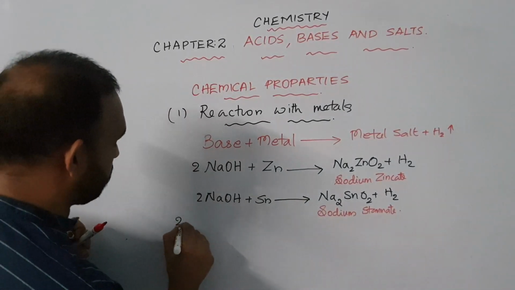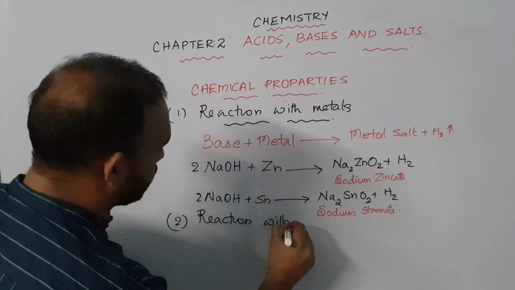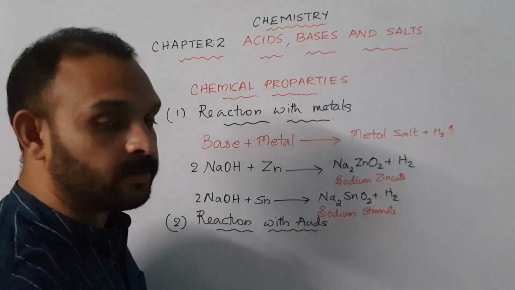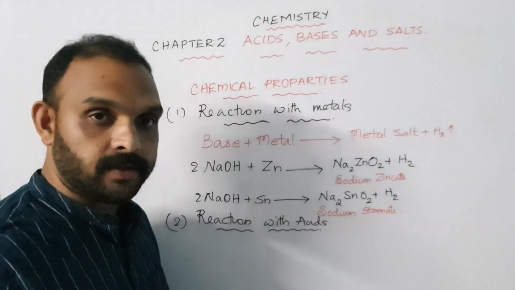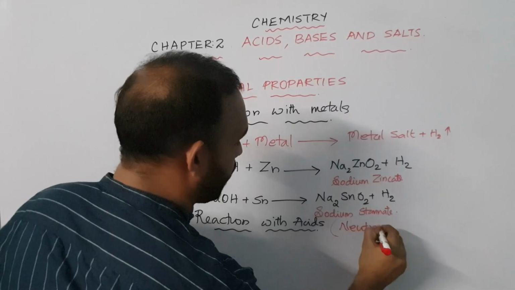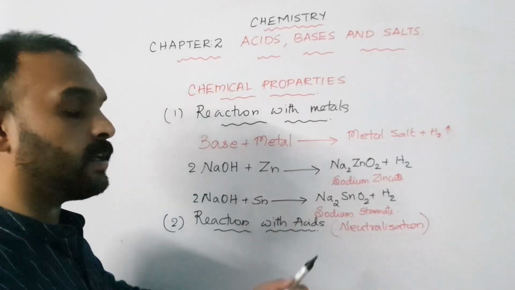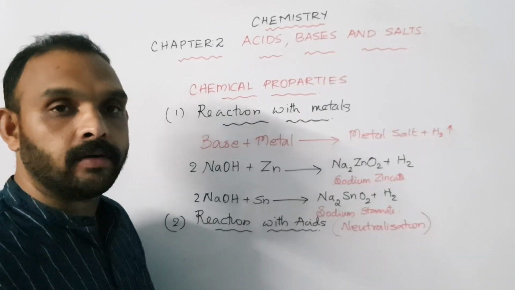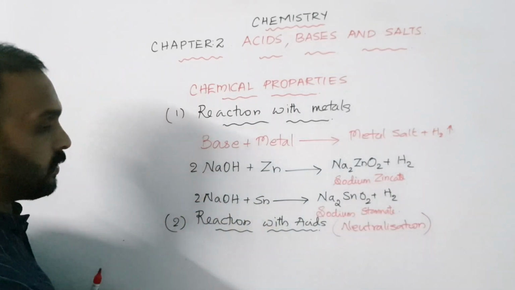Now we have the second chemical property. It is very easy, which we have already learned, that is reaction with acids. What we learned in the case of acids was reaction with bases, but in the case of bases, it is reaction with acids. And we have another name for it, that is neutralization reaction. Why do we call it a neutralization reaction? Because in this reaction, the salt obtained is neither acidic nor basic. So we call it a neutralization reaction.